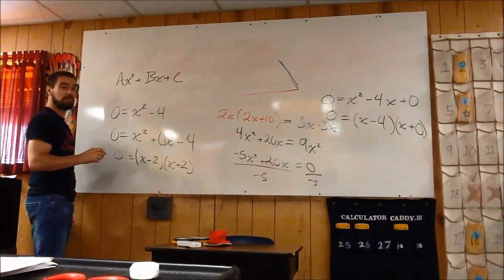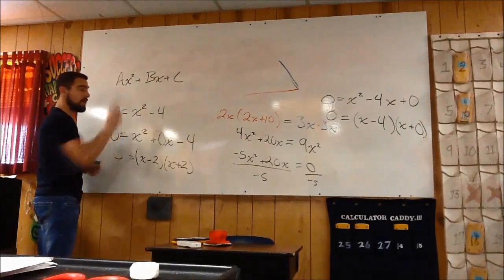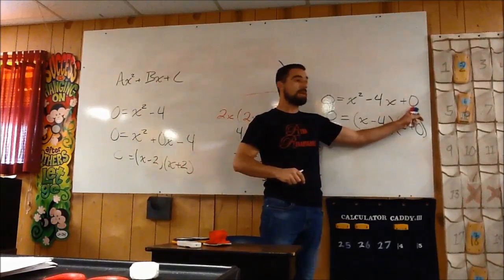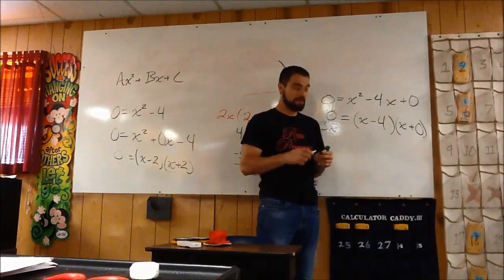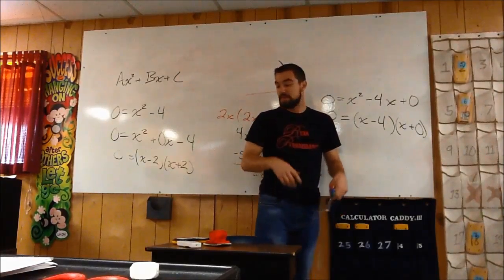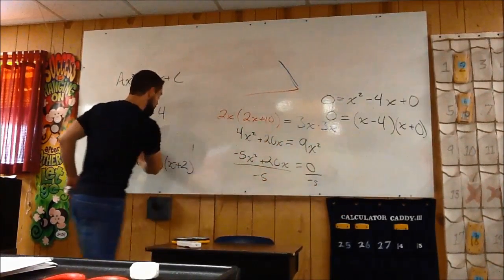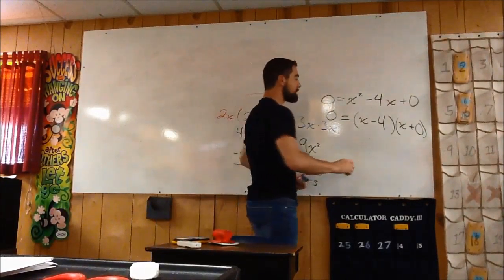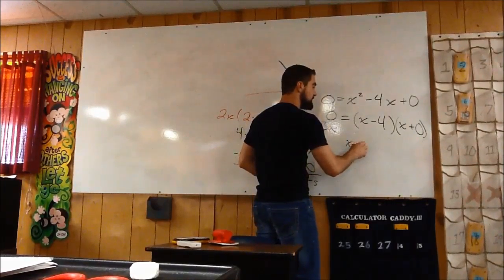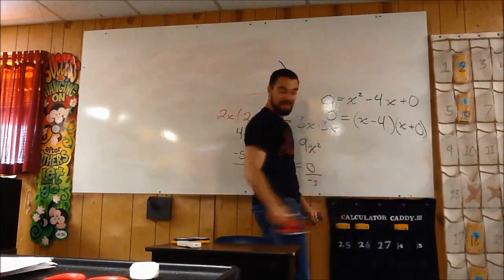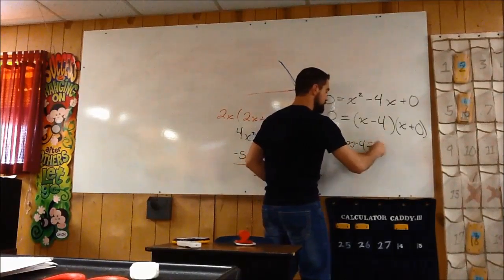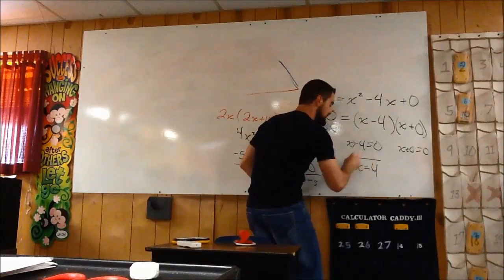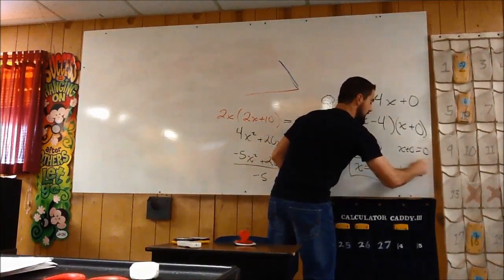This is different. For ours, they need to sum up to be a negative 4, and their product needs to be 0. So the only answer will be negative 4 and 0. But we're still not done because we don't have x equals something yet. So we need to set these two factors equal to 0, applying the 0 product rule. And so we get x is positive 4 and x is 0.